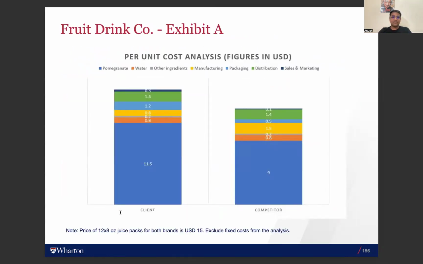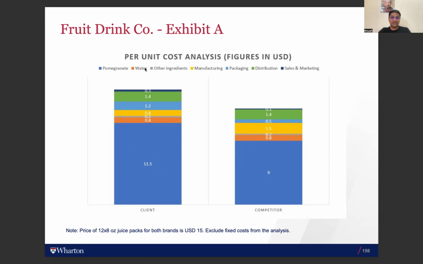So this is our exhibit A. It gives you per unit cost analysis. All the figures are in USD. So you take a look at our client and take a look at its competitors. The blue one is the pomegranate raw material cost. Ours is 11.5 as compared to 9 for our competitor. So we have much higher cost. This is one thing to notice.